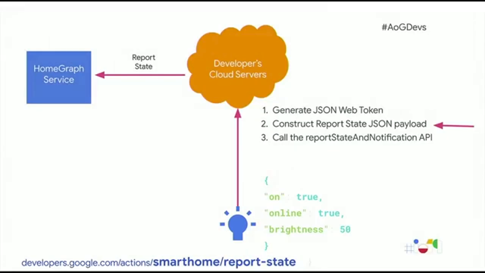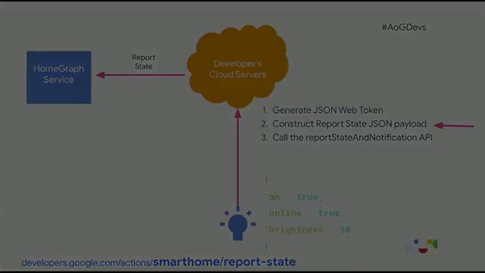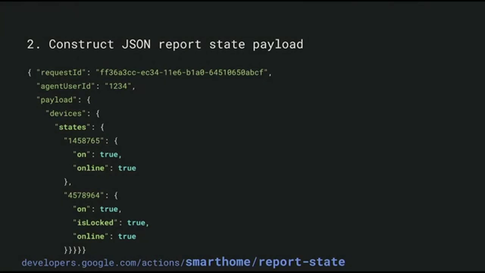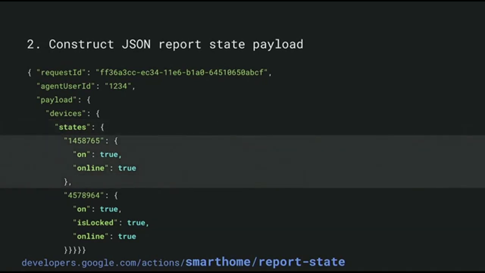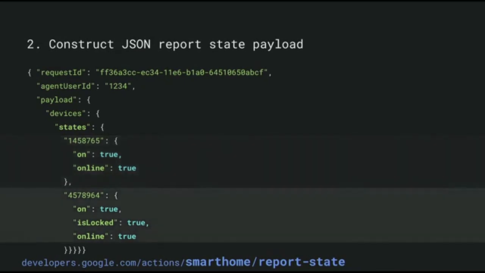So now that we have the token, let's look at the payload. So when the device changes state, and it lets your cloud know of this new state, you're going to create this JSON payload. And you see here, we have the agent user ID for which this device list has changed its state. And then we have two devices here. The first one is on, and it's online. And the second one, probably a lock or a door, and it's locked. So you specify this JSON.